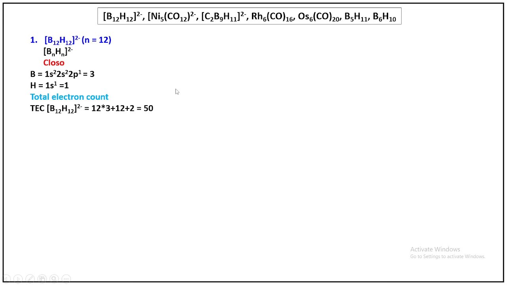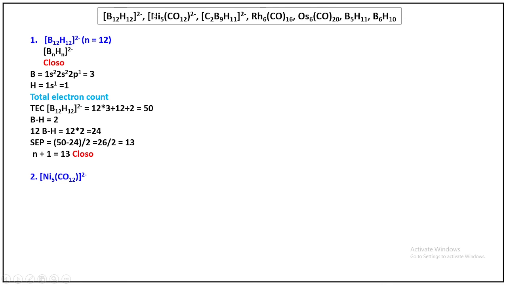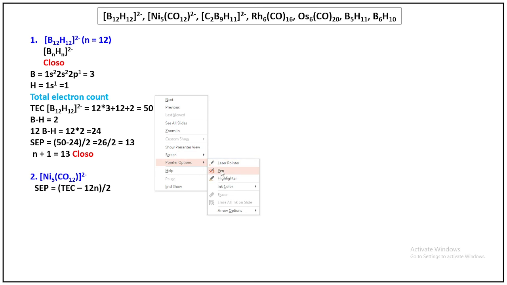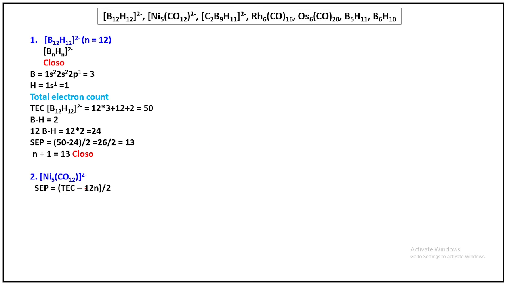The first one is over. So let's go to Ni5(CO)12 2 minus. Here also just one formula you have to remember. The formula is number of skeletal electron pairs is total electron count minus 12n divided by 2, where n is the number of metals. Now let us find each term. First the total electron count. How we will calculate total electron count? That we saw earlier.